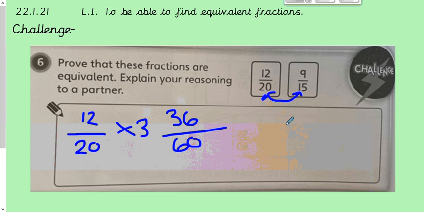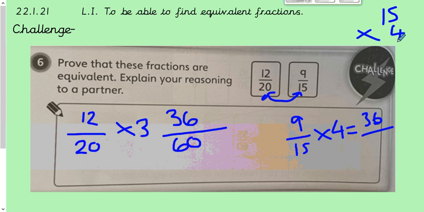And then 9/15, basically, I want 15 to become 60 because I want the same denominator as this. Because if these are the same, then we just need this same denominator to compare them. So 9/15, if you times that by 4, you get 36 because 9 times 4 is 36. And 15 times 4, you might need to use your column method to work this out. 4 times 5 is 20. 4 times 1 is 4. Add 2 is 6. So 36 60ths.